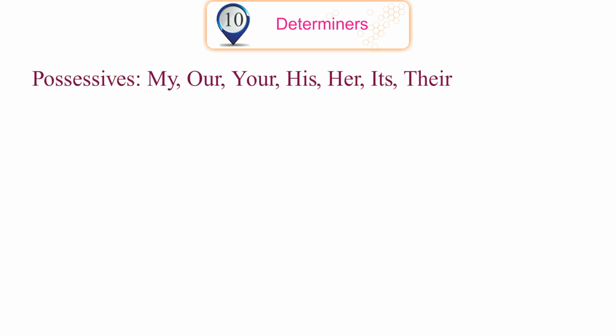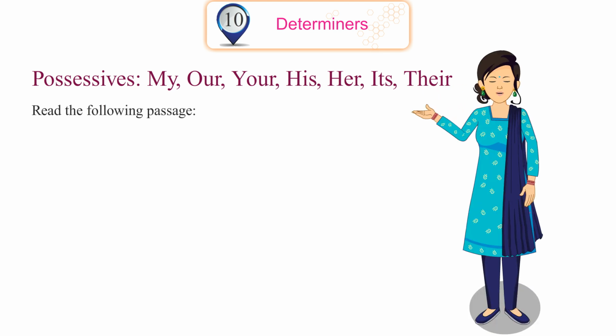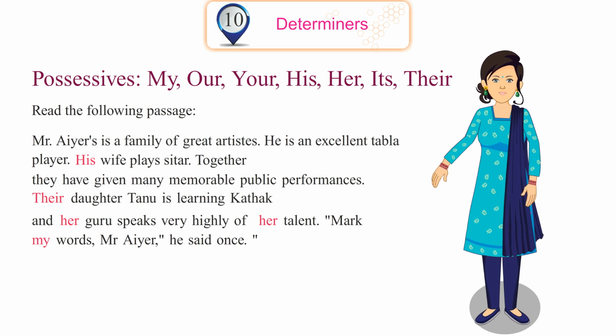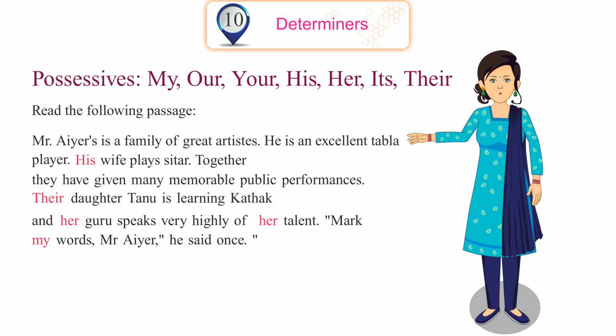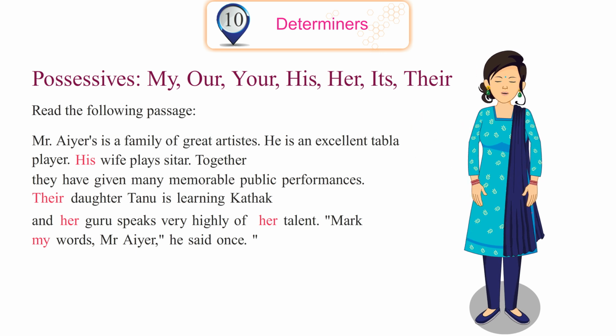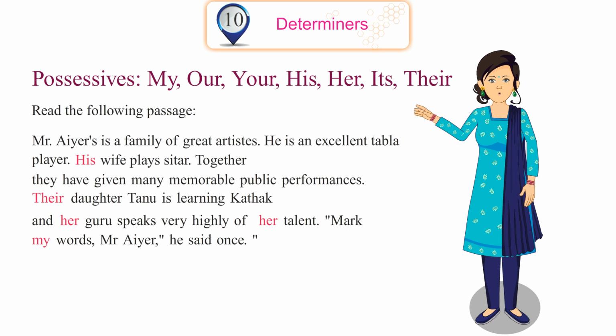Possessives: my, our, your, his, her, its, their. Read the following passage. Mr. Ayers is from a family of great artists. He is an excellent tabla player. His wife plays sitar. Together they have given many memorable public performances.